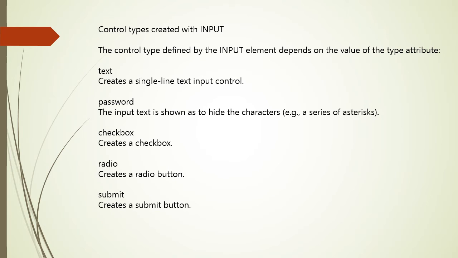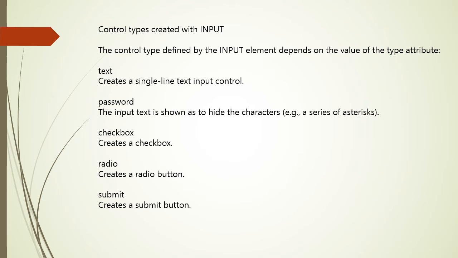Control types created with input. The control type defined by the input element depends on the value of the type attribute. Next is text. It creates a single line text input control. Password. It is like text, but the input text is rendered in such a way as to hide the characters. For example, a series of asterisks will appear when you type a password. This control type is used for sensitive inputs such as passwords. The current value is the text entered by the user.